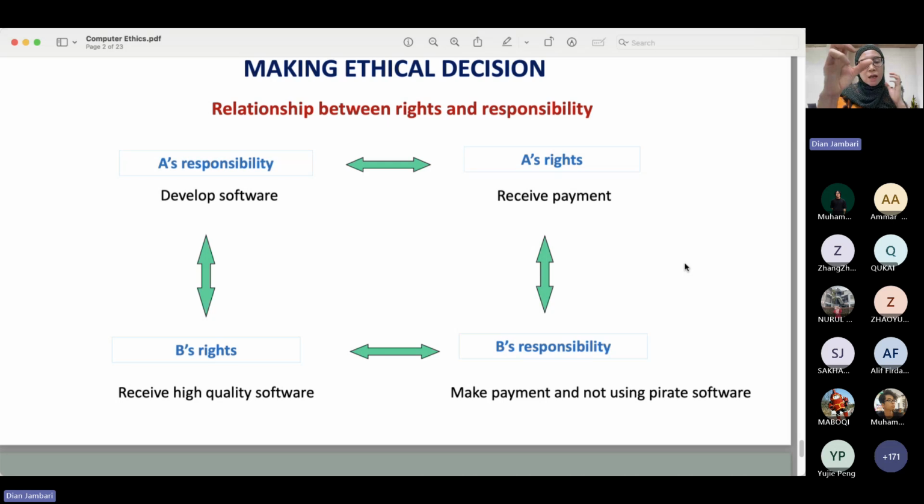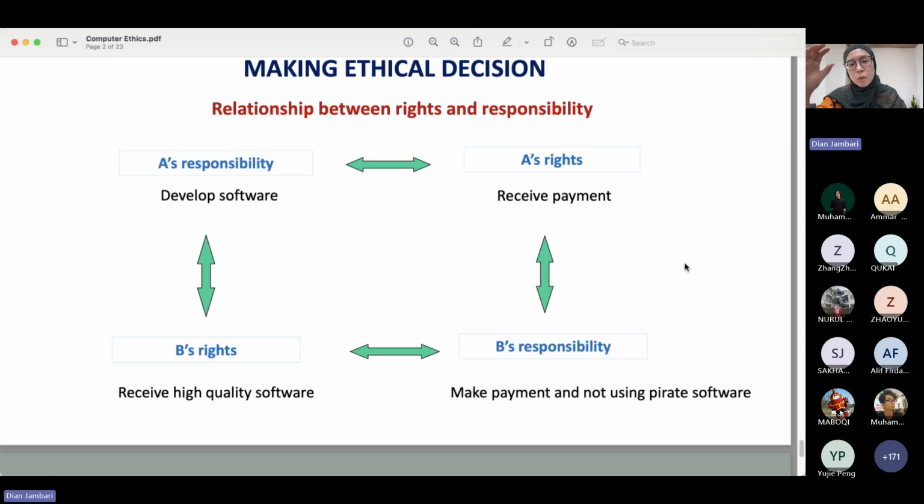Professional responsibility relates to the user's rights to receive high quality software. And then the user has a responsibility to make payment fairly and not use pirated software, of the high quality. That responsibility relates to the professional's rights, which is to receive payment.